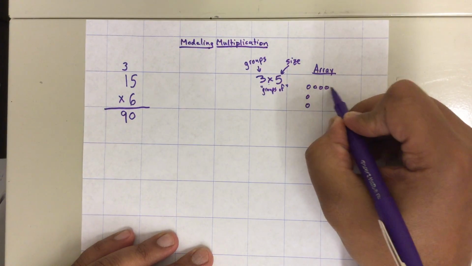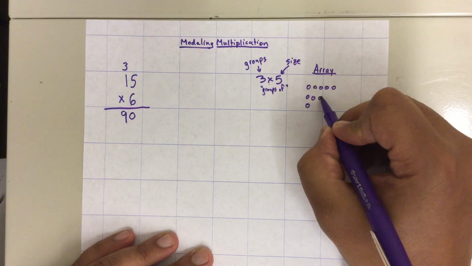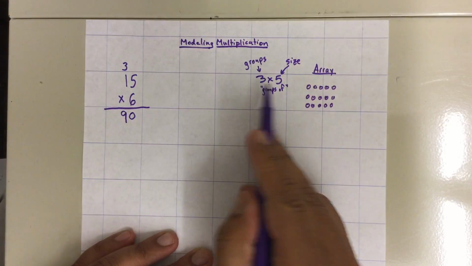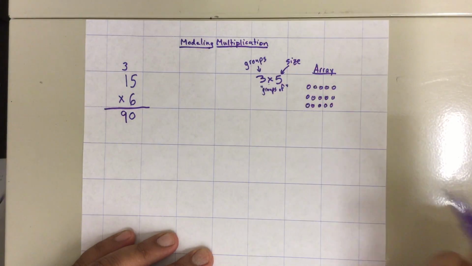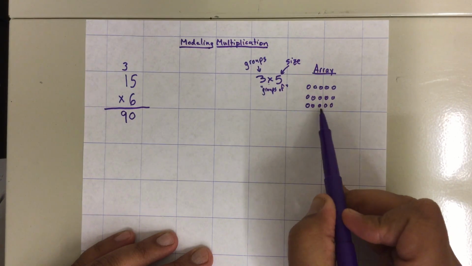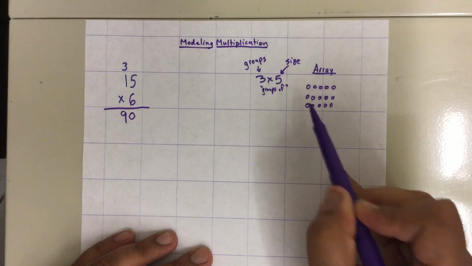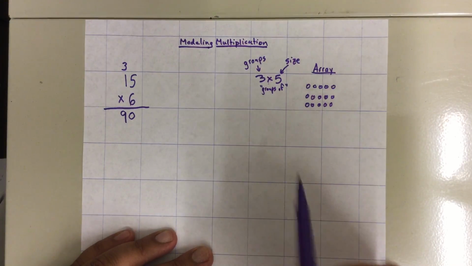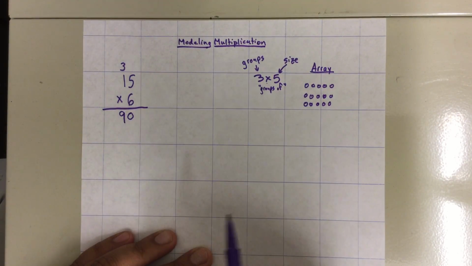1, 2, 3, 4, 5, 1, 2, 3, 4, 5, 1, 2, 3, 4, 5. We know that 3 times 5 is 15, and now by looking at these circles, we can count. 1, 2, 3, 4, 5, 6, 7, 8, 9, 10, 11, 12, 13, 14, 15. We have a 3 by 5, which gives us 15 circles. Now we understand and can visualize what 3 times 5 means.